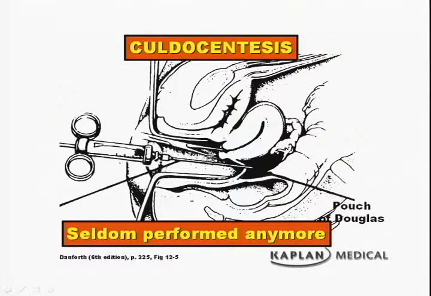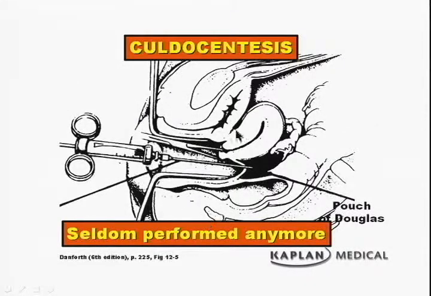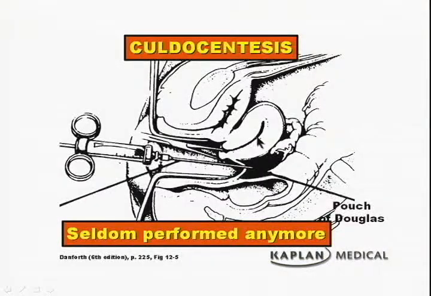Culdocentesis was used in the past, where you place a needle through the posterior cul-de-sac into the pouch of Douglas, and if there is a ruptured ectopic, you have free blood which you can aspirate. We don't do that anymore because most of our ectopics are picked up prior to a rupture. The other thing is, if you've got a lot of PID, the cul-de-sac may actually be obliterated, and even though you've got a hemoperitoneum, you put a needle in, you won't aspirate any blood anyway. So nowadays, with our sensitive transvaginal ultrasounds and our serum beta-HCG, culdocentesis is not done much anymore.